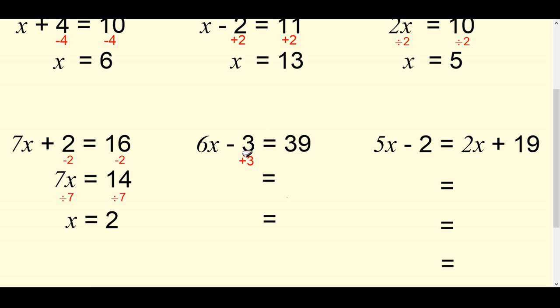Okay, add the 3 because it's a takeaway, similar to this one above. Add the 3 to both sides. You'll get 6x equals 42. Divide by 6 to finish, and you'll get x equals 7.